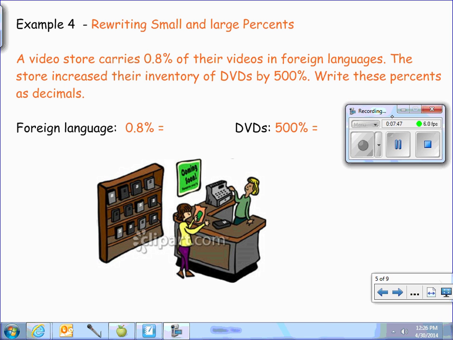Rewriting small and large percents. A video store carries 0.8% of their videos in foreign languages. The store increased their inventory of DVDs by 500%. Write these percents as decimals. So note, we move the decimal 2 places to the left to change each of these percents to decimals.